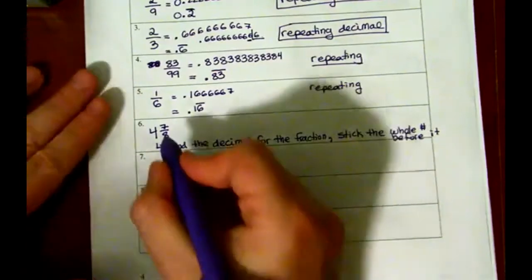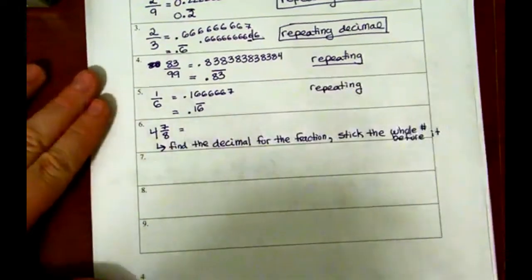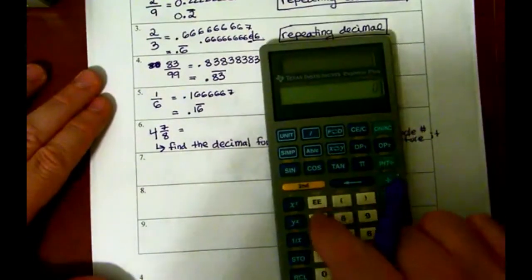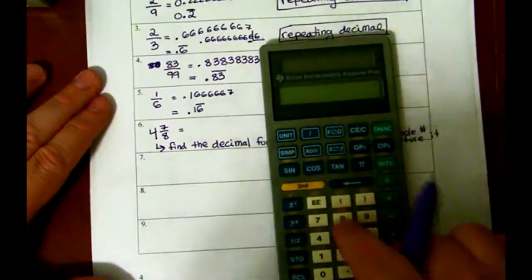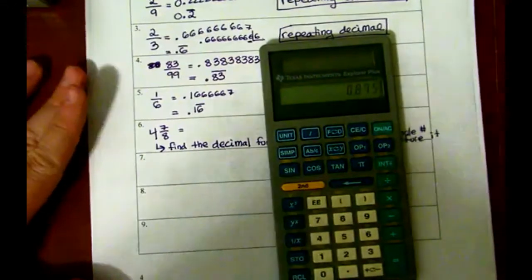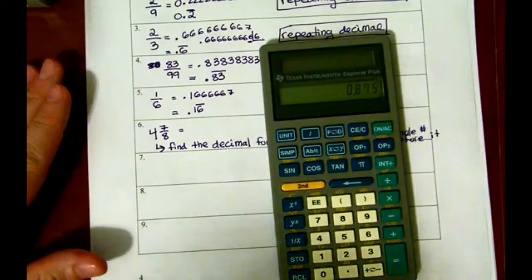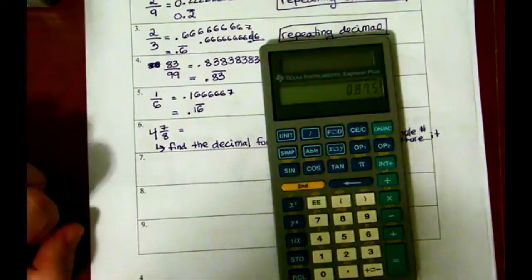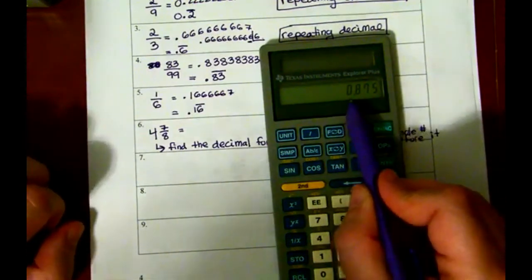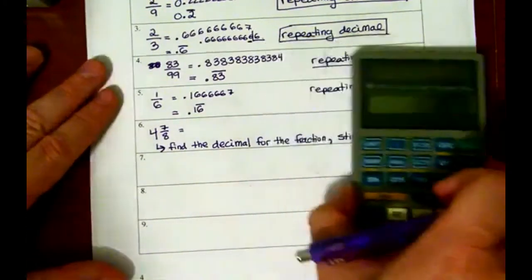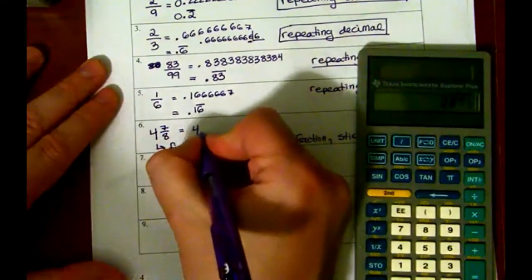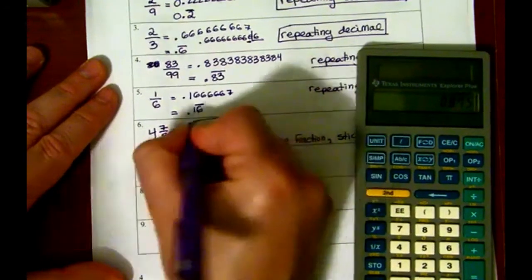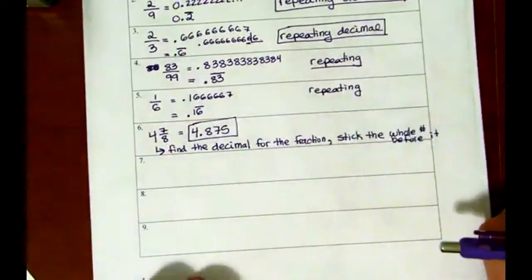So, I'm going to go to my calculator. I'm going to do 7/8. 7 divided by 8. I am getting 0.875. But my question wasn't 7/8. It was 4 and 7/8. So all I'm going to do is stick a 4 before the decimal place. Instead of saying 0, I'm going to say 4.875. That's all I'm going to do. Don't make these harder than they should be.